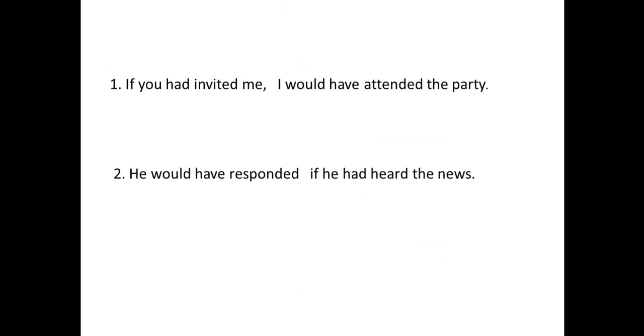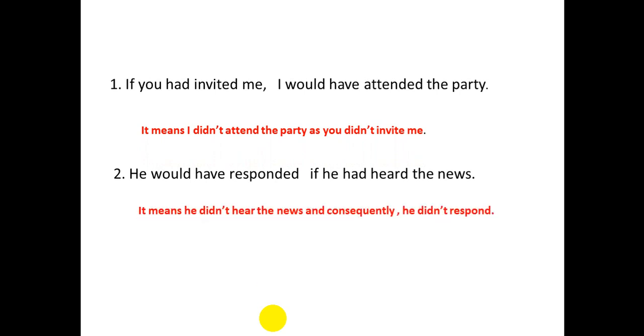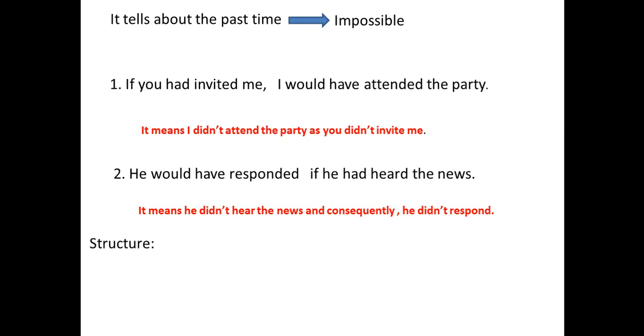Here are the messages. From the first sentence, it means I didn't attend the party as he didn't invite me. From the second sentence, he didn't hear the news and consequently he didn't respond. So the message is about the past. That means these sentences are telling about the past, and that is why they are called impossible sentences, as the time is over.